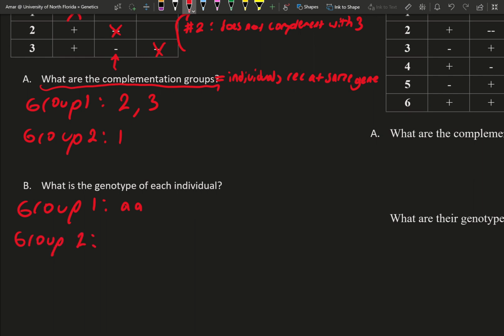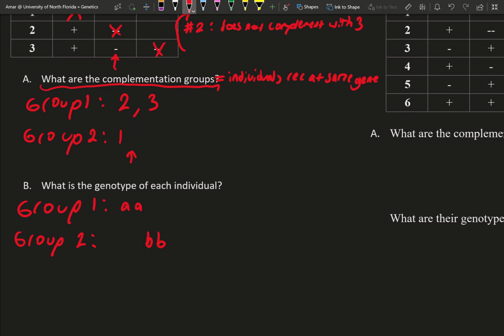because we know that when 1 is crossed with 2, we're getting complementation, they must be recessive at a different gene. Because number 1 has complementation with 2 and 3, they must be recessive at a completely different gene. So their recessiveness will be at gene B, so there will be little b.